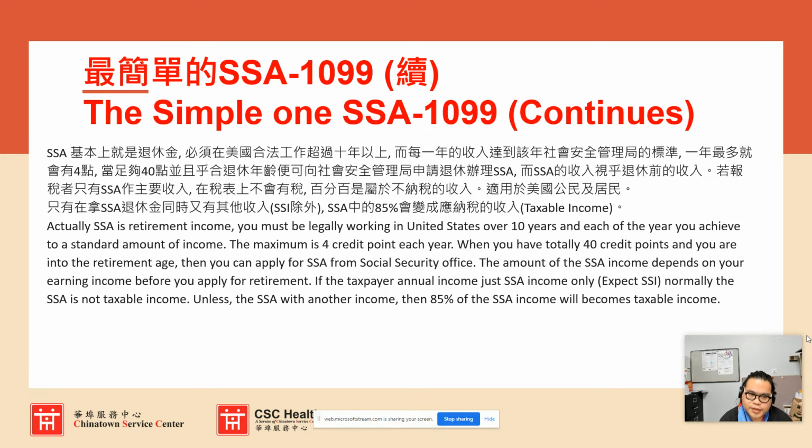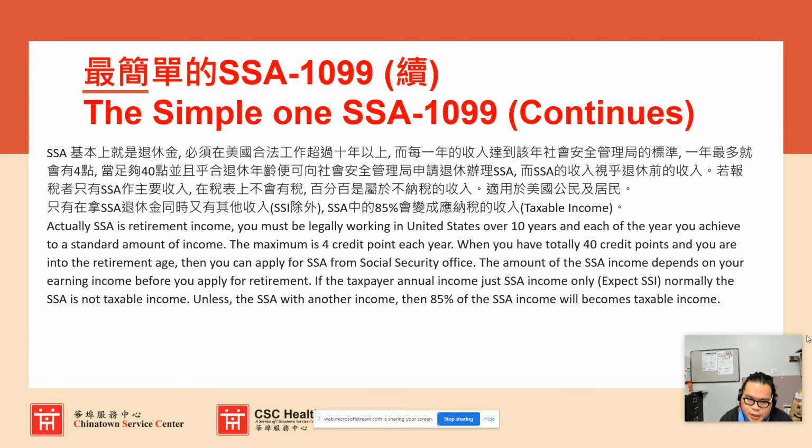Most persons get SSA only and don't have any other earned income. 100% of their SSA becomes non-taxable, meaning part A has the amount and part B has nothing. That means they don't have taxable income from their SSA.